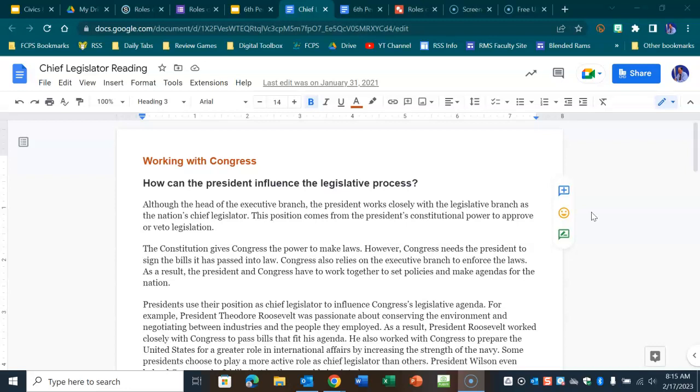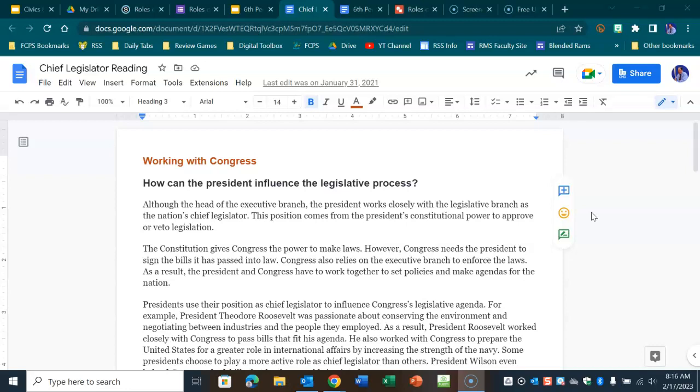Presidents use their position as chief legislator to influence Congress's legislative agenda. For example, President Theodore Roosevelt was passionate about conserving the environment and negotiating between industries and the people they employed. As a result, President Roosevelt worked closely with Congress to pass bills that fit his agenda. He also worked with Congress to prepare the United States for a greater role in international affairs by increasing the strength of the Navy. Some presidents choose to play a more active role as chief legislator than others. President Wilson even helped Congress draft bills that he would then sign into law.